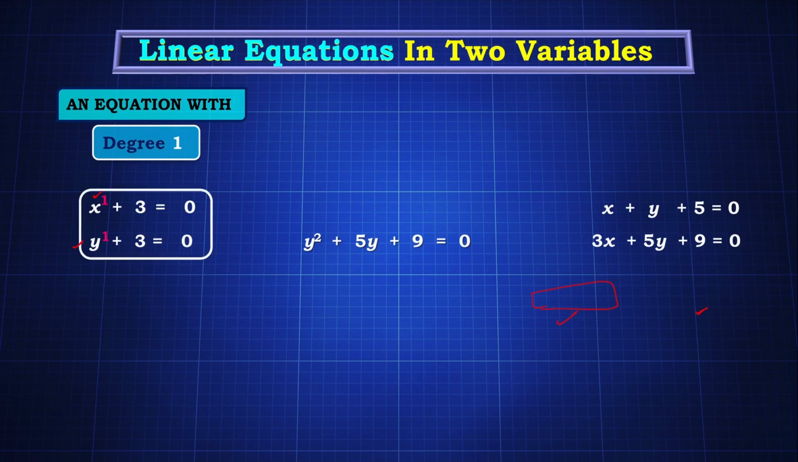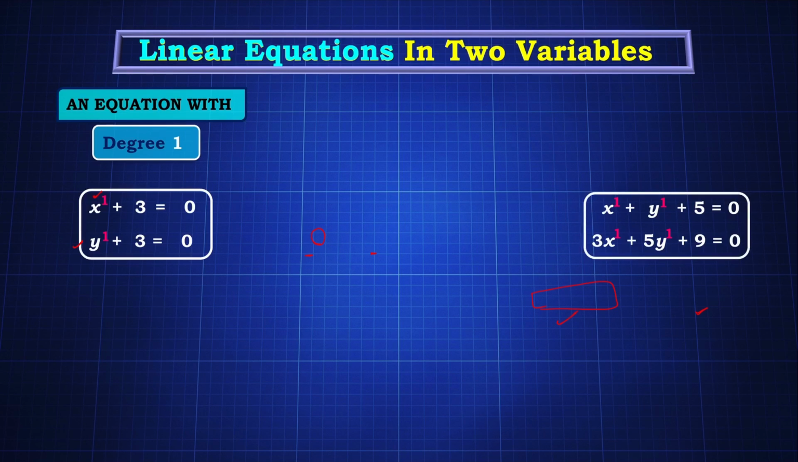When the power becomes 2, it will be called a quadratic equation, which will be our next chapter. We are not studying that in today's class. Whenever the variable, this y is a variable here, has a highest power of 2, that's why it is a quadratic equation. So we are not studying such equations in this chapter. We are studying linear equations, which means the highest power of the variable is 1.